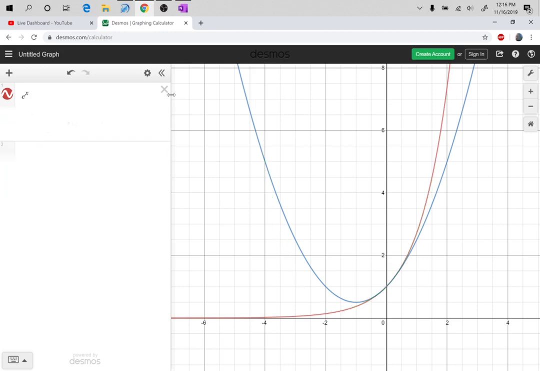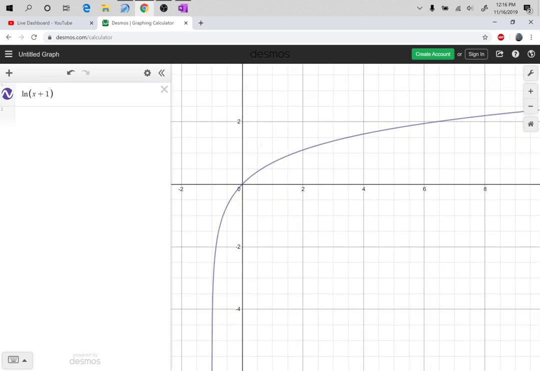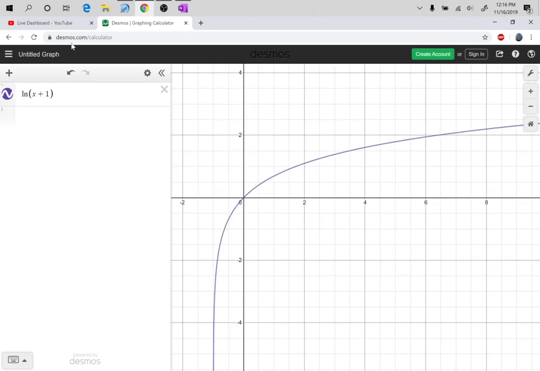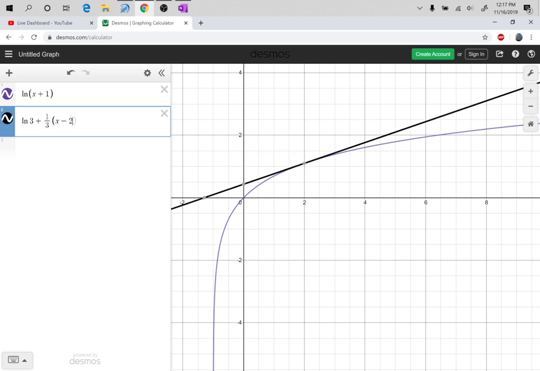So we'll kill the previous problem. We'll start with our friend ln of x plus 1, close the parenthesis, and bring that one in the view. And then we're going to type up this mess. So we'll start with ln of 3. Can anyone read the rest? ln of 3 was plus 1/3, right? Of x minus 2. So 1/3 of x minus 2. Minus 1 over 18.